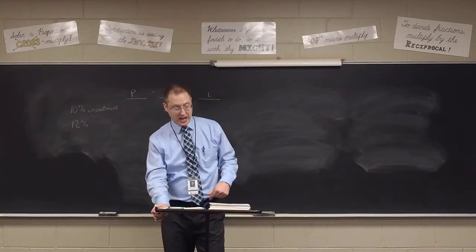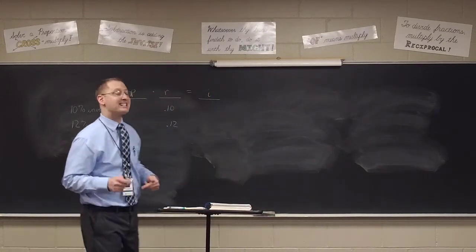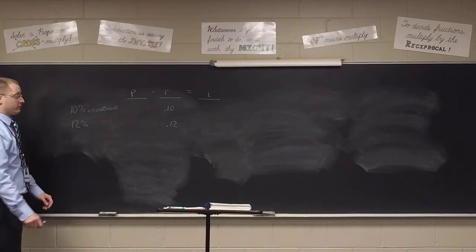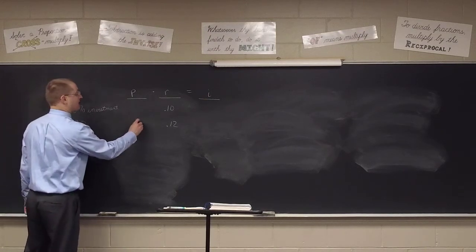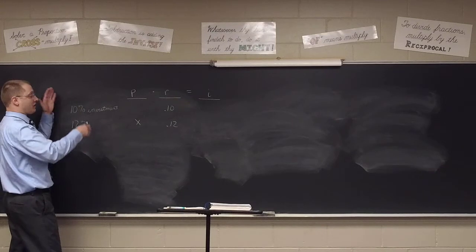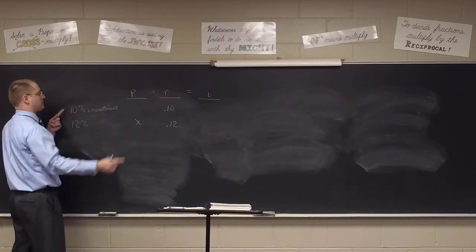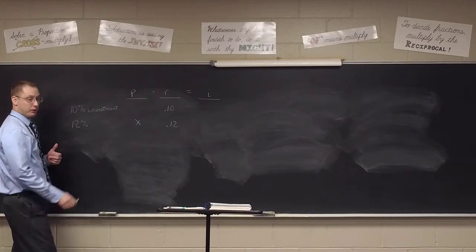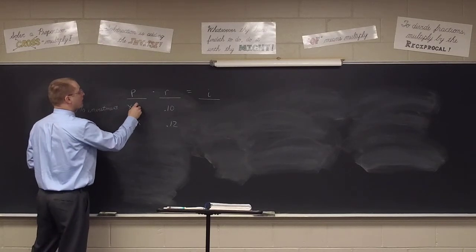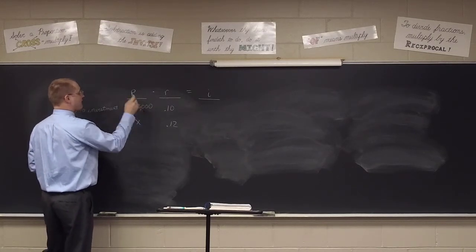3,000 more at 10% than at 12%. So which one has to be X, class? The 12%, because that's what it comes back to. 3,000 more at 10% than at 12%. This one has to be X, and it's not going to be total minus X, but rather, Maddie, I should represent this principal because there were 3,000 more dollars invested there.